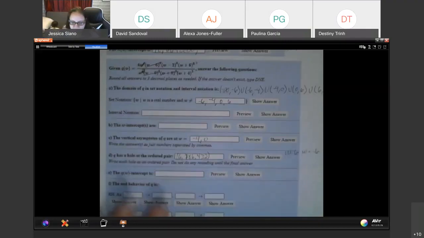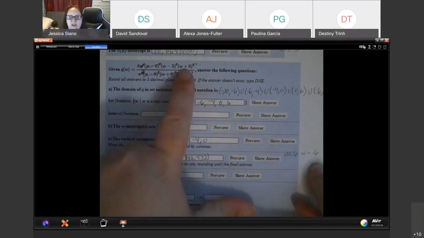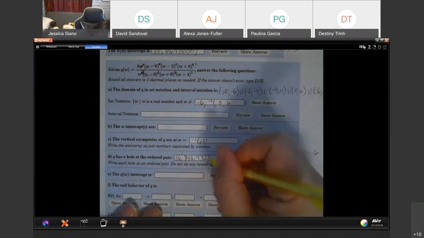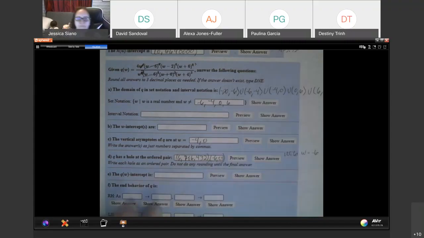-6 is going to be easier to plug in because when I put in a -6 right here, I'm going to get a 0. And so my numerator is going to be 0. And then it doesn't matter what the denominator is, the whole thing is 0. Again, you're going to take these and plug them in to get your y values.